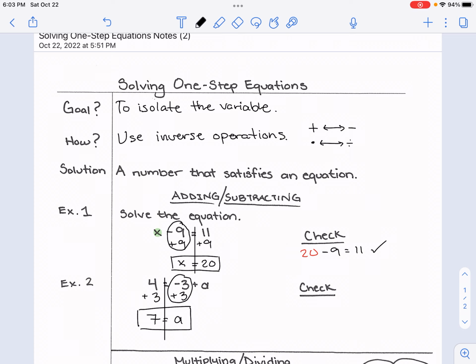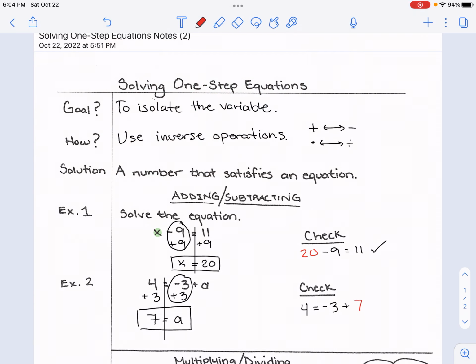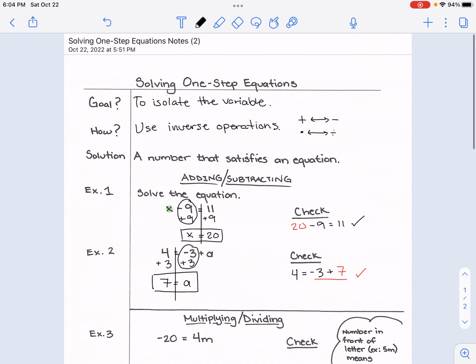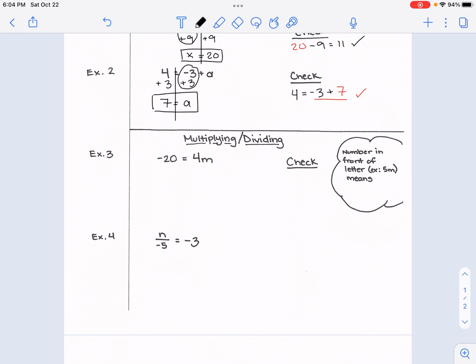So if I rewrite this, instead of putting 4 equal to negative 3 plus a, we'll put 4 equal to negative 3 plus 7. Is negative 3 plus 7 equal to 4? This is a true statement. Okay, so we're going to practice problems like this for adding and subtracting, how to undo that using inverse operations. But let's go through multiplying and dividing examples 3 and 4. Before we get to these examples, I'm going to look off to the right.